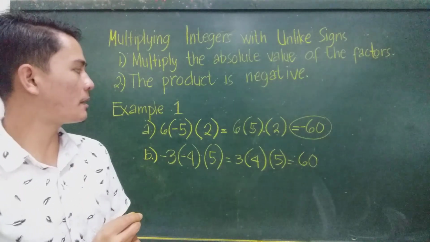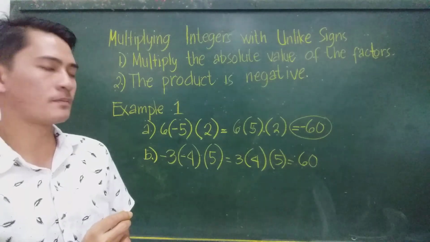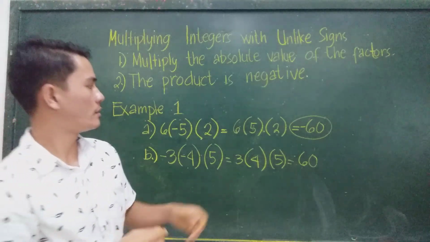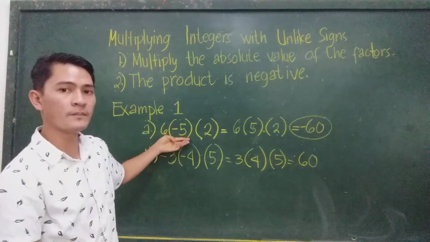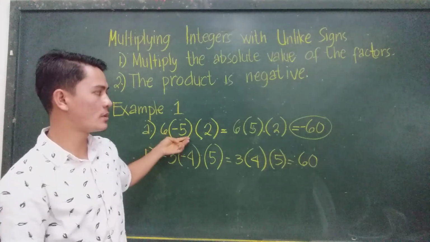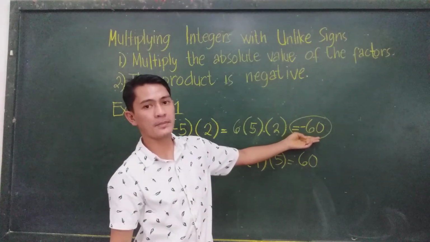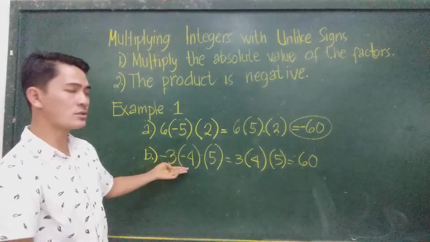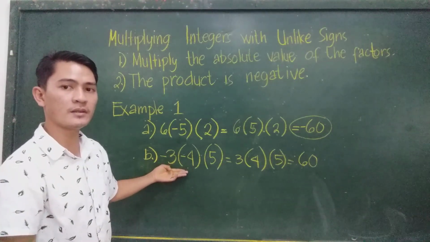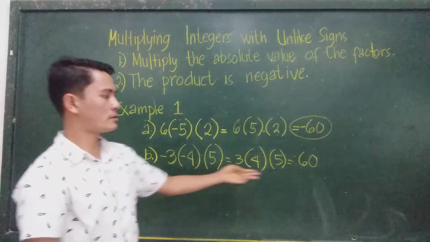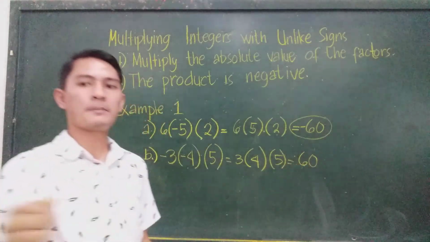Just look at the difference between the two. There is only one negative number, so therefore the answer will be negative. There are two, or an even number of, negative numbers, so therefore the answer will be positive.